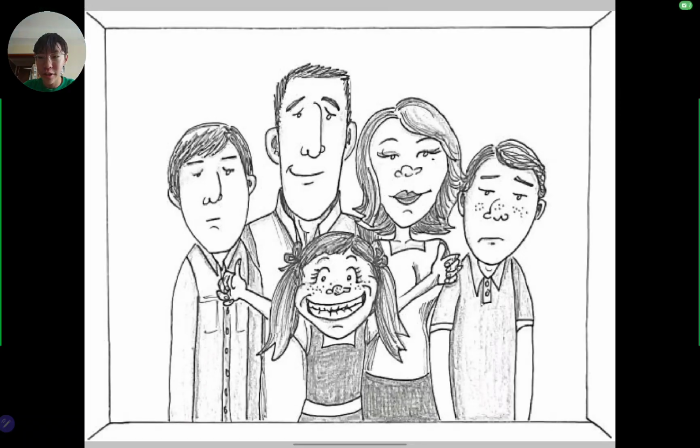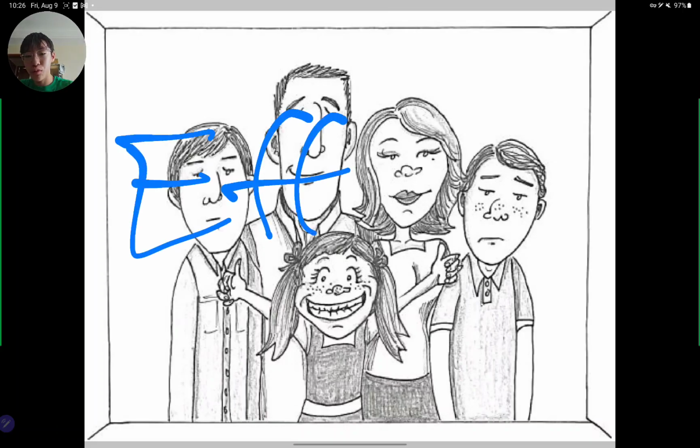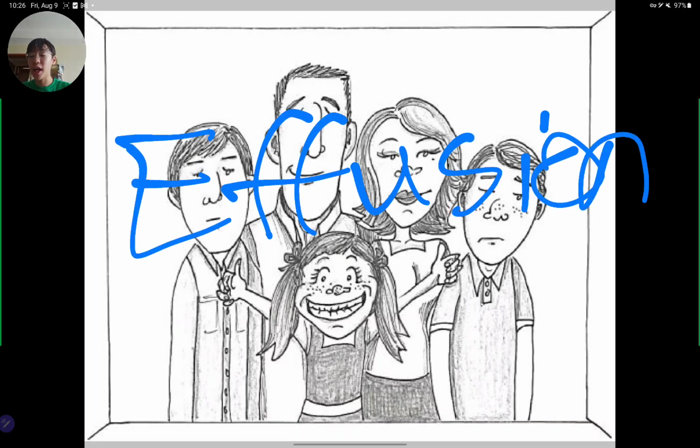Let's get this started. Alright, our first word is effusion. Effusion is a noun, and this just basically means to have a discharge, to be unable to hold back, to have an unwavering kind of thing.